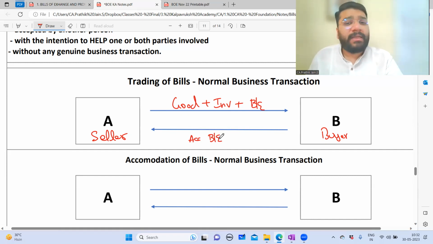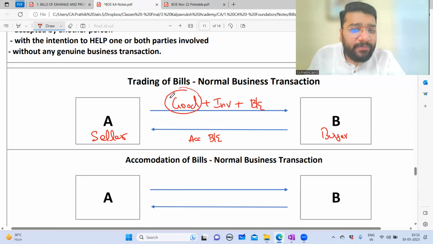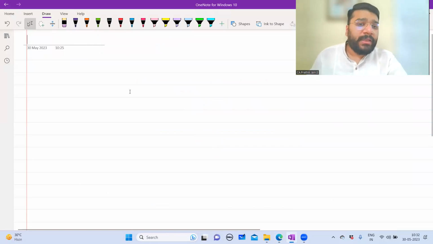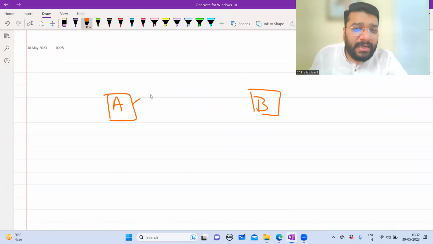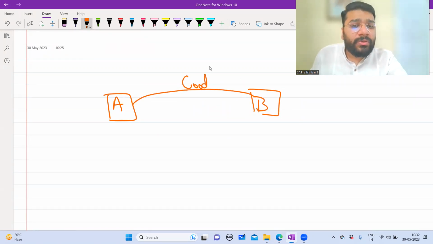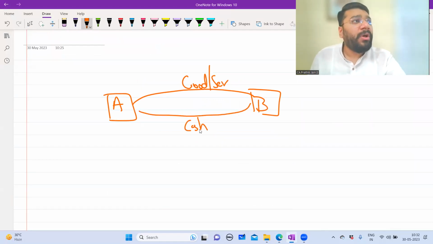Now, in this transaction, the underlying or main element is the transfer of goods. This bill of exchange is a result of either purchase or sale of goods. In other words, there are 3 different scenarios. This is A, the seller. This is B, the buyer. The seller will sell the goods, or he'll provide the services. In return, the buyer will pay money in the form of cash.